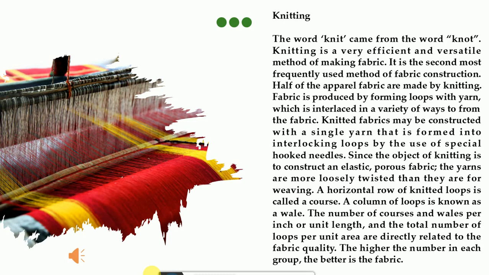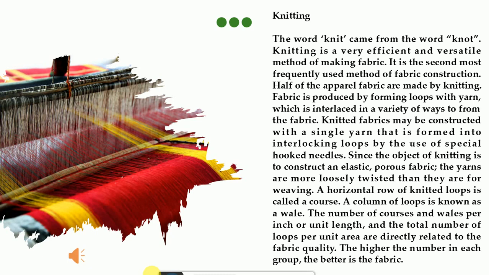Knitted fabrics may be constructed with a single yarn that is formed into interlocking loops by the use of special hooked needles. Since the object of knitting is to construct an elastic, porous fabric, the yarns are more loosely twisted than they are for weaving.